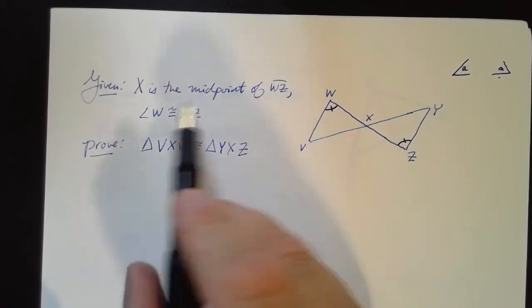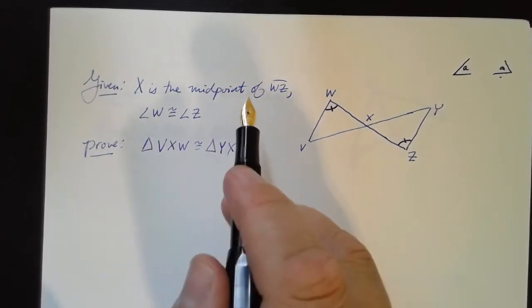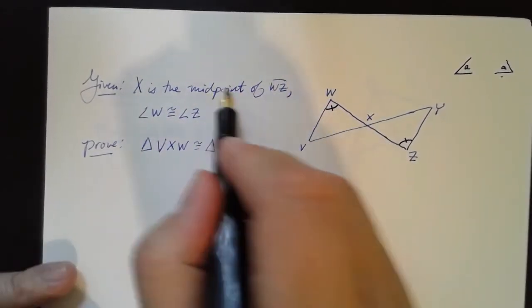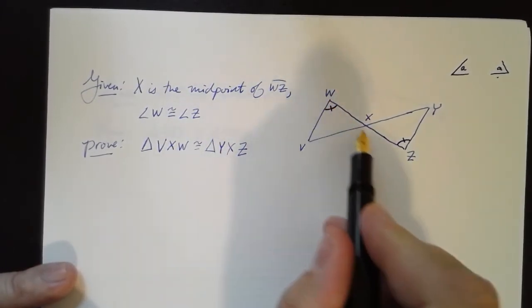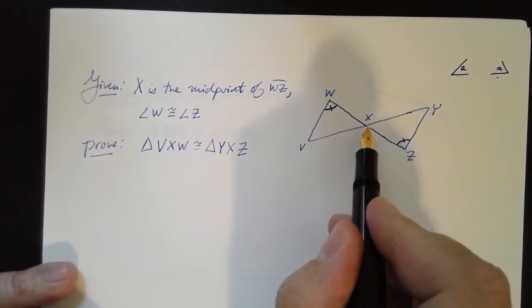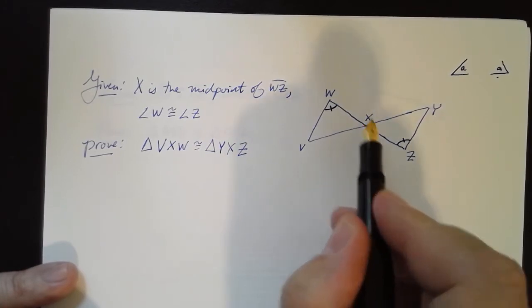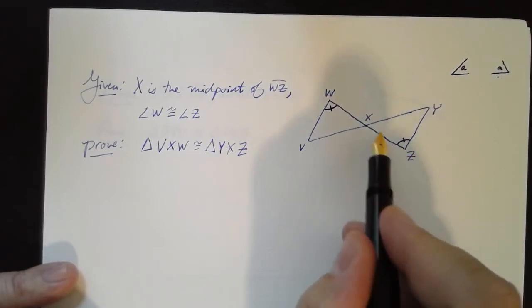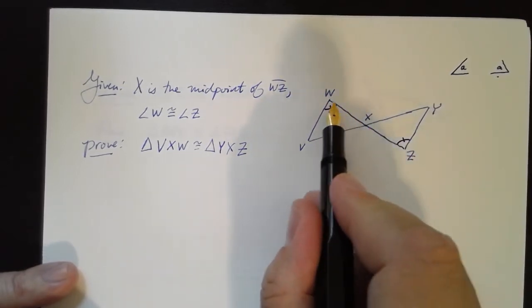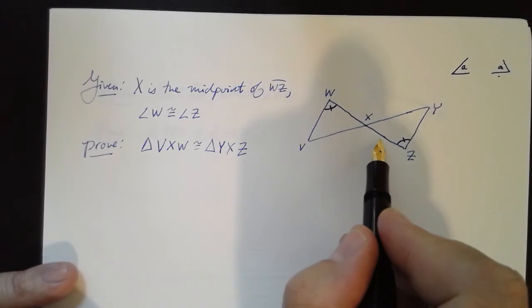What about this first statement? X is the midpoint of WZ. Well, midpoint means the point in the middle. Here's segment WZ. Since X is right in the middle, that means from W to X is the same as from Z to X. So I know that this segment is congruent to this.